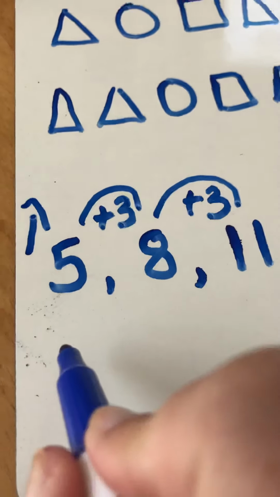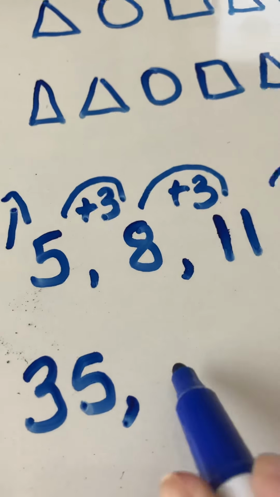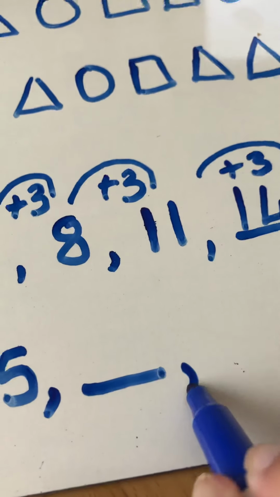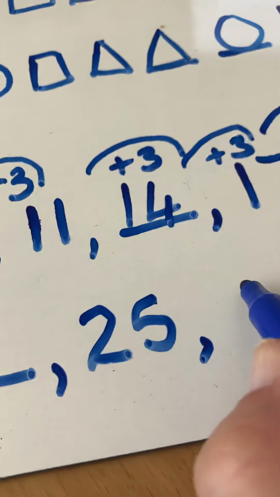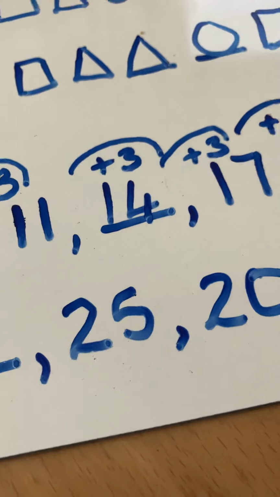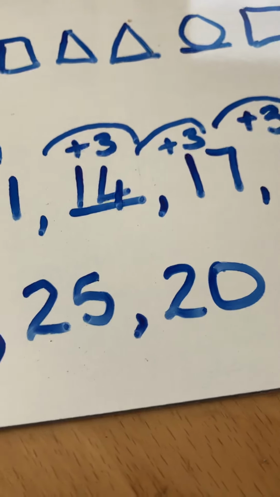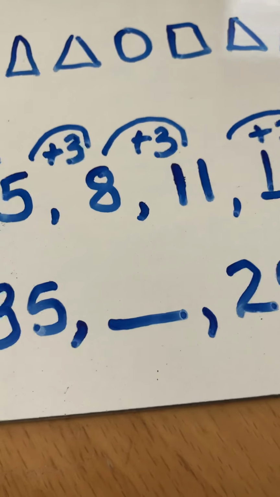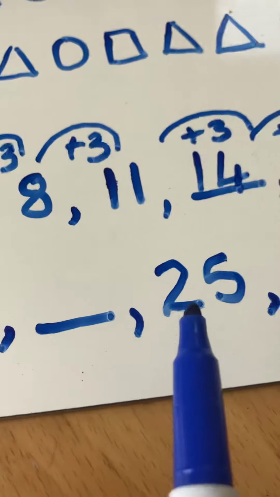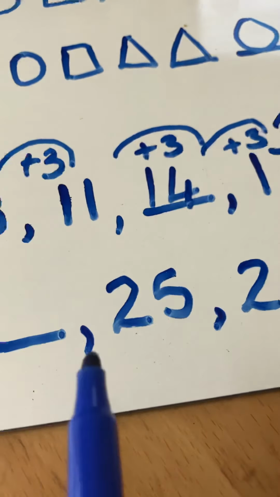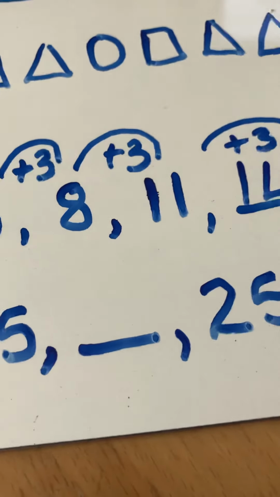Let's try something different here. I'm going to start with 35. I'm going to have a gap. I'm going to have 25, 20. First thing we need to ask ourselves is, is this increasing or decreasing? Are the numbers getting bigger or are they getting smaller? That's right, they're getting smaller. So if they're getting smaller, they are decreasing.